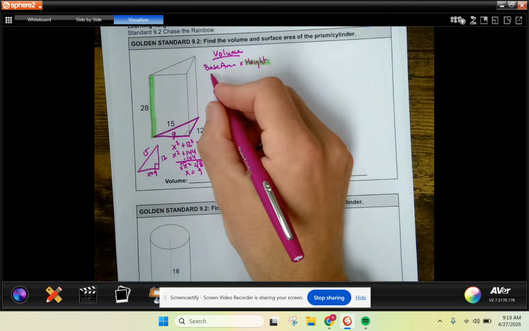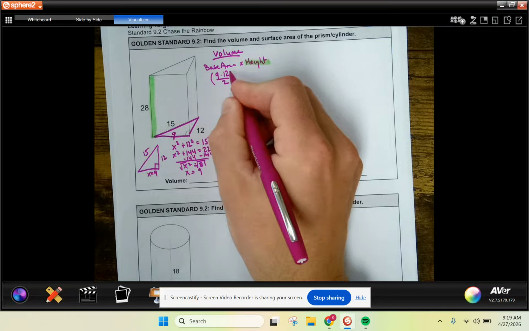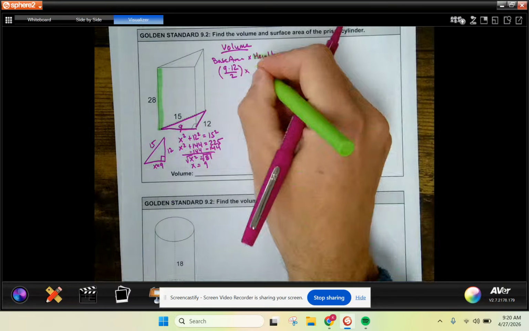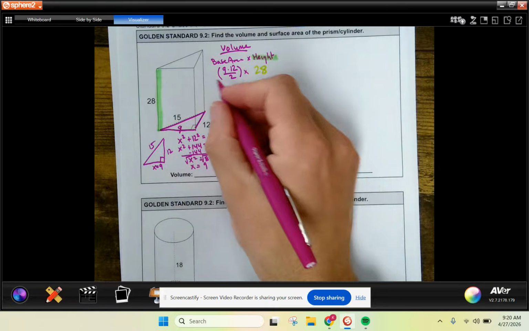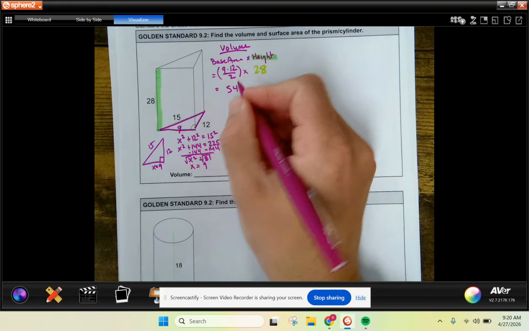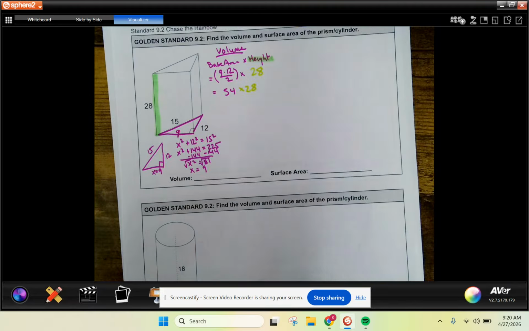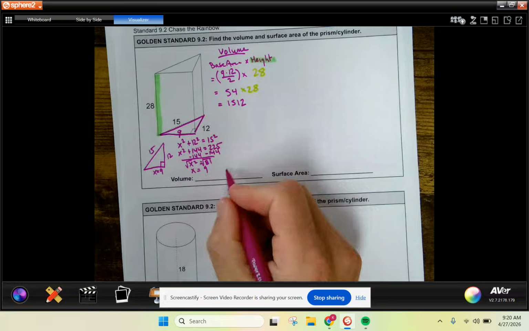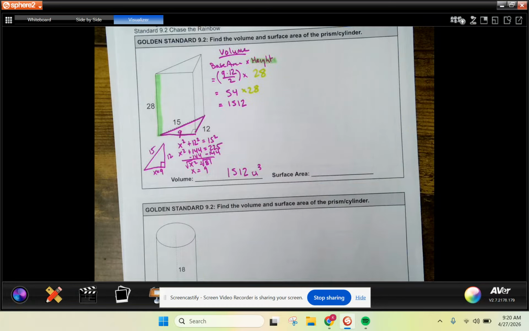What's the area of that triangle? Base times height divided by 2. We're going to multiply that by the height of the entire prism, 28. So 9 times 12 divided by 2 is 54. We're going to multiply that times that height of 28 to get a total volume of 1,512. So our volume is 1,512 cubic units.